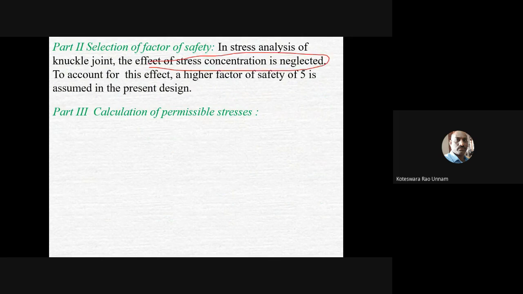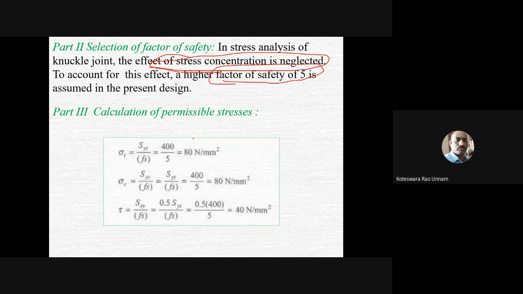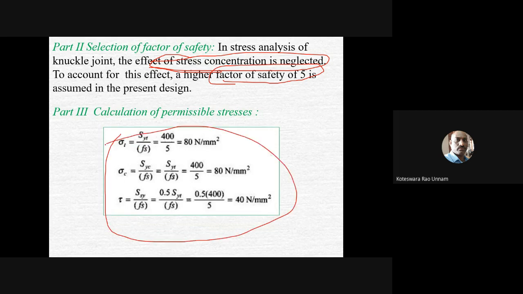So we are assuming that there is no stress concentration. To justify this statement: if I am assuming there is no stress concentration, actually there are geometric irregularities, holes and all these things, so definitely there is a stress concentration. But I am ignoring it because I am considering a factor of safety of 5 here. Once you consider the factor of safety as 5, these are the relations to find your sigma T, sigma C and tau.